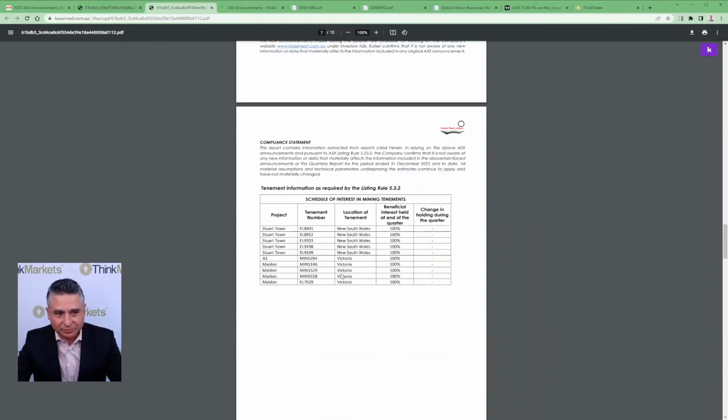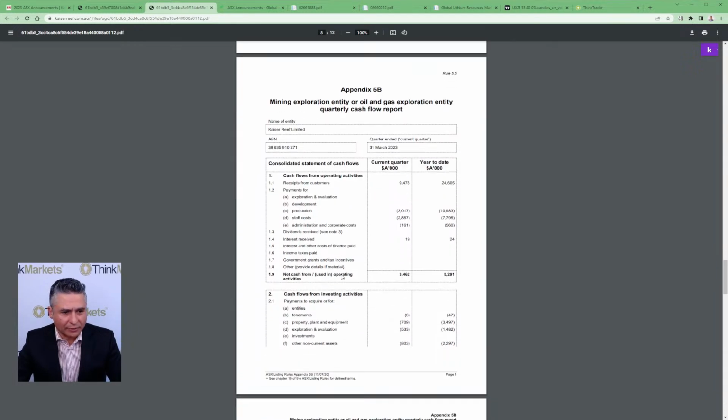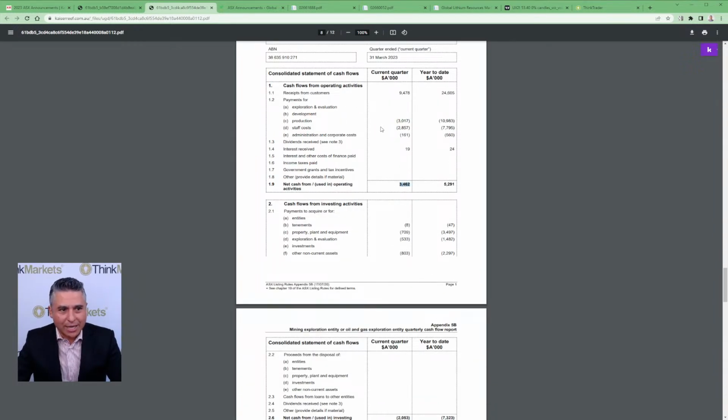I'll give you some words to watch out for in a second, because I want to head down here. Again, skip all that stuff. It's kind of irrelevant. But the quarterly cash flow, their net positive cash flow. So this is cash flows from operating activities. Don't worry about the other ones. They're not relevant for you, okay? This is the important bit here.